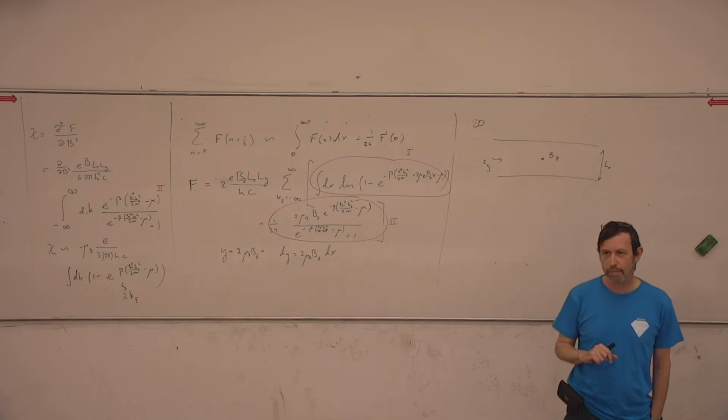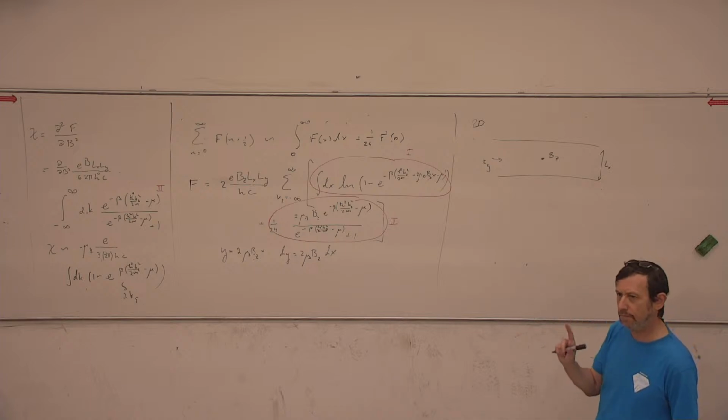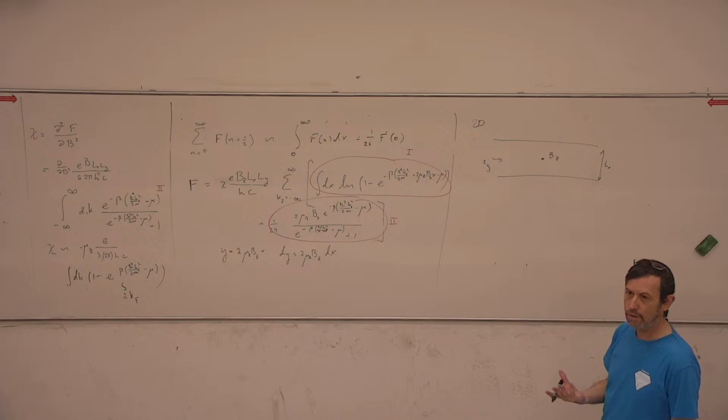Let's remember, what does a magnetic field do? Let's take a finite magnetic field, not a zero magnetic field. Okay, what are the classical solutions?